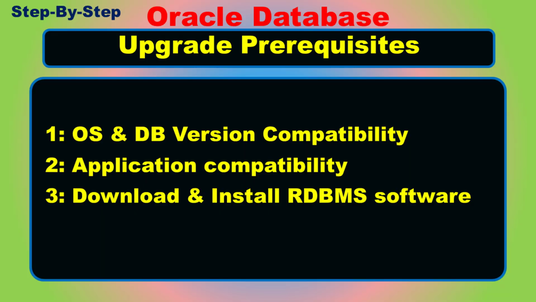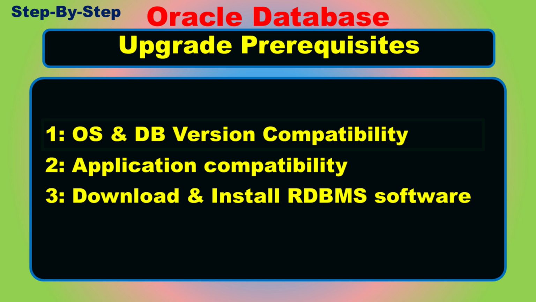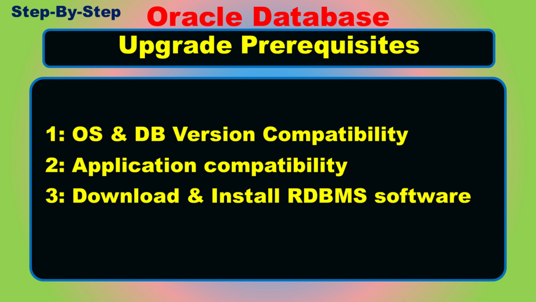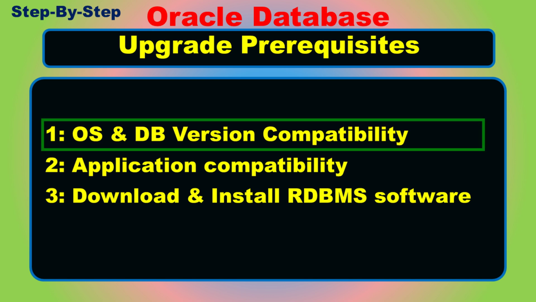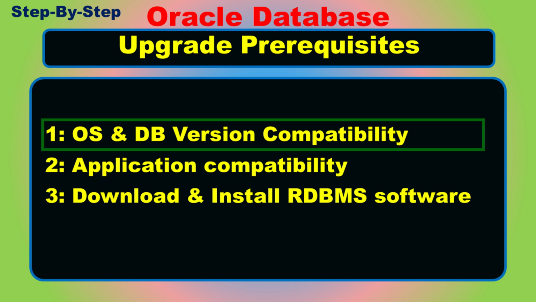First, the prerequisite steps. OS and DB version compatibility matrix from MOS. It means if you are upgrading your database from say 12.1 to 19.3, then whether your target version 19.3 is supported in the current OS platform or not, or whether the 12.1 database can be directly upgraded to 19.3 or not. These things need to be checked beforehand.